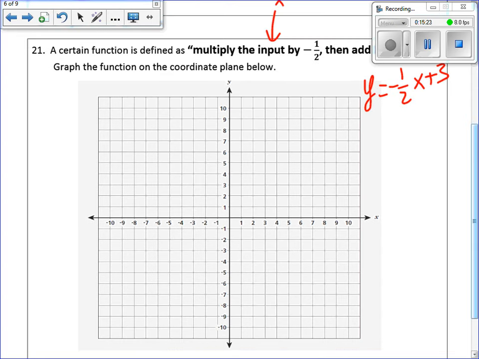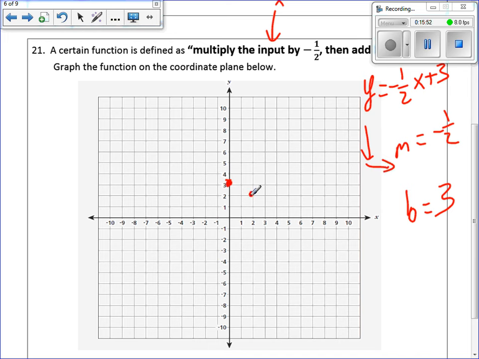So in order to graph it, I should write down the slope and the y-intercept. The slope is -1/2, and the y-intercept is 3. The y-intercept tells me where to start on the graph. I start right here at 3. And the slope tells me how to move, rise over run. Since it's negative, it's going to go down and to the right. That's what a negative slope is.